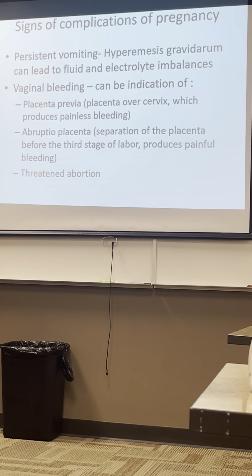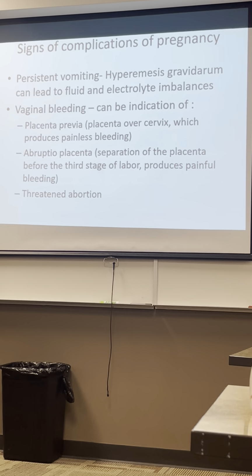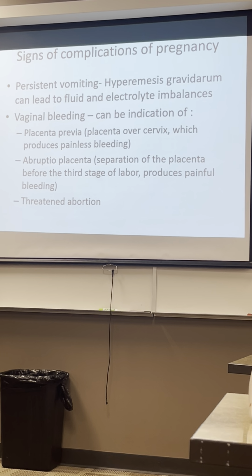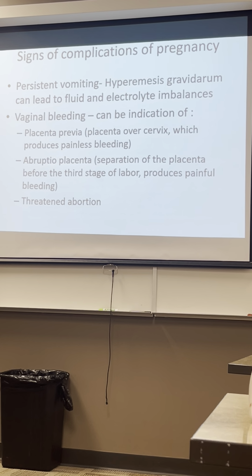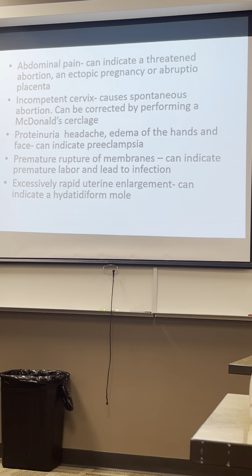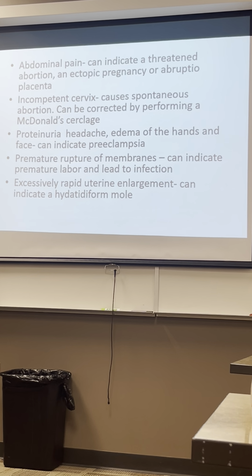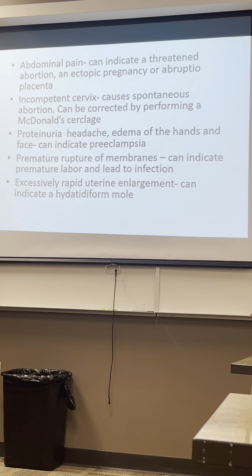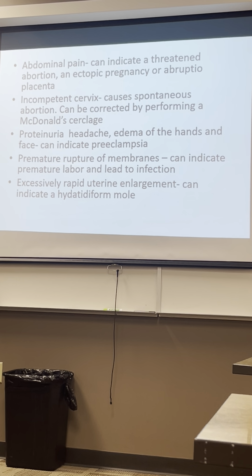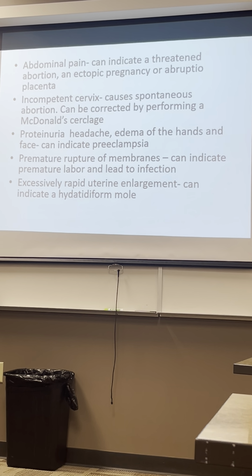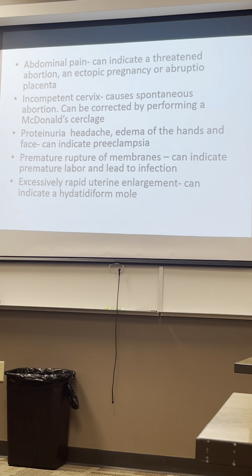It can't have dark red, yeah. Yeah, placenta previa is usually more of a bright red. Abdominal pain, and you report that that can indicate threatened abortion, ectopic pregnancy, abruptio placenta, or placental abruption. They have 1,000 different names for all these things.